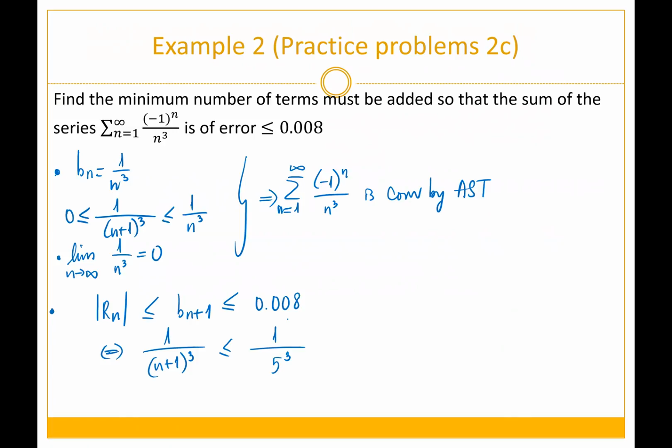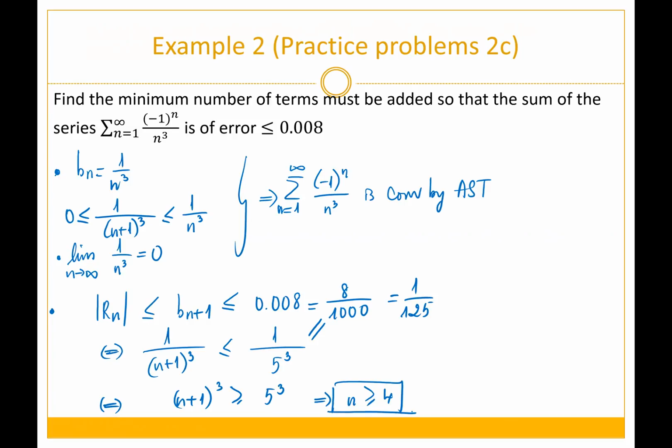And how do you know that? I would say use your calculator, or you can rewrite this one as 8 over 1,000, right? And then when you simplify it, it's gonna be 1 over 125, which is right there. If you actually solve for this one, it's going to give us n bigger than or equal to 4.